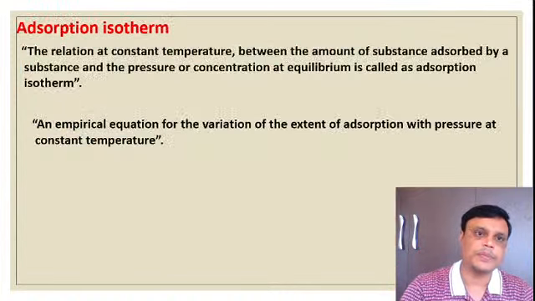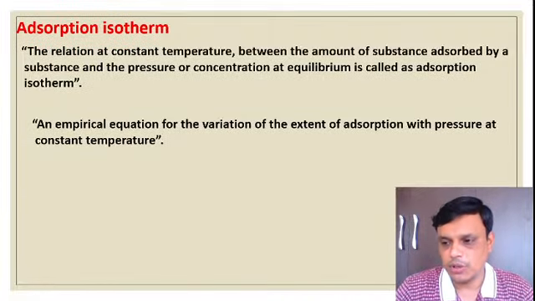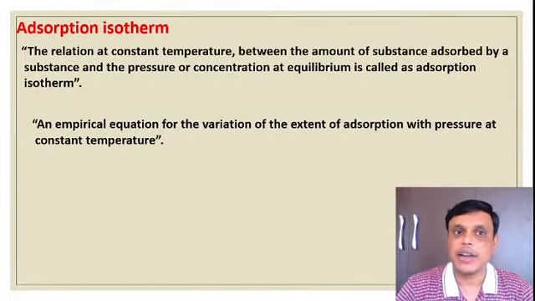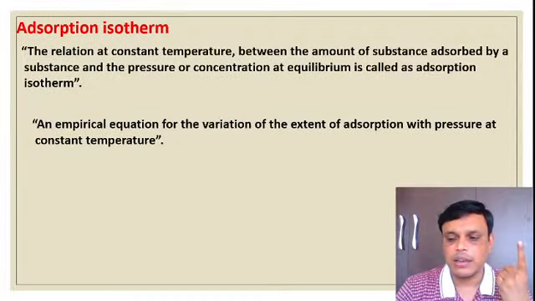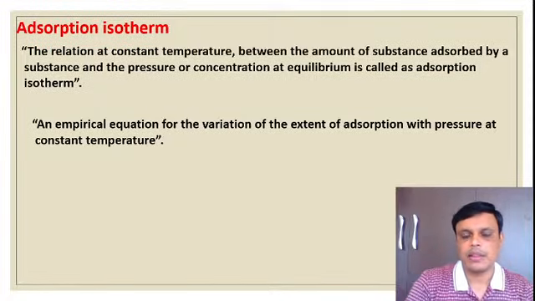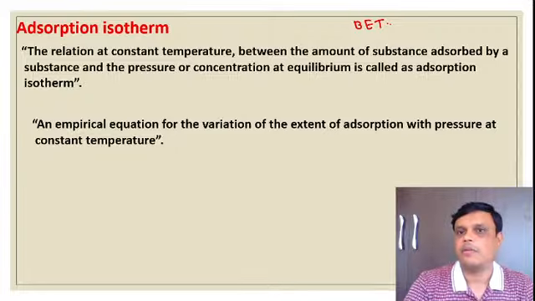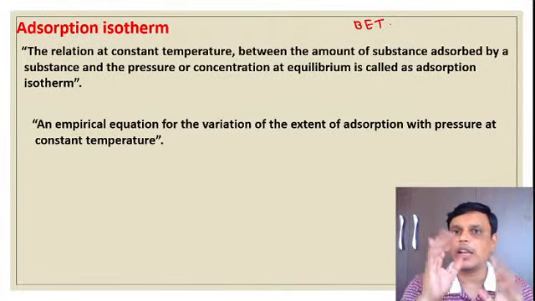Okay, then we will go to the next very important point, that is adsorption isotherm. So we will see the different adsorption isotherms. The first adsorption isotherm we will see is Freundlich, second is the Langmuir adsorption isotherm, and third is the BET adsorption isotherm, capital BET. So these three adsorption isotherms are there: Freundlich, Langmuir, and BET.